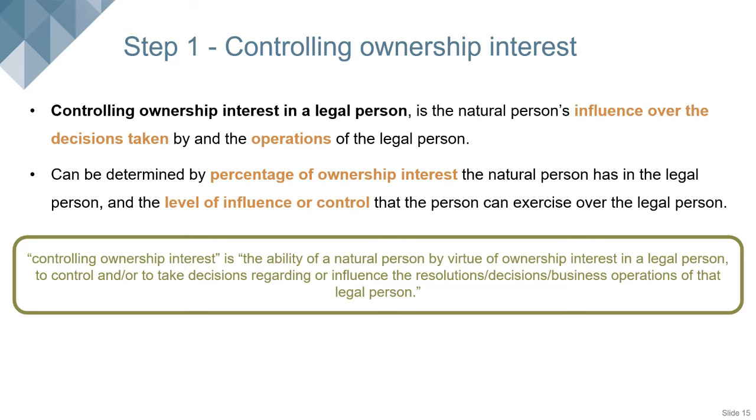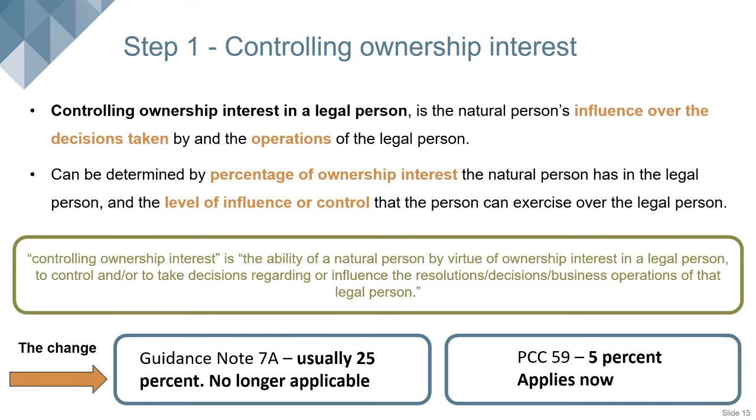So what do we mean by controlling ownership interest? Controlling ownership interest is the ability of a natural person, by virtue of ownership interest in that legal person, so in your client, to control and/or to take decisions regarding or influencing the resolutions, decisions, business operations of that legal person. So it's important to note that there is a change. It used to be in guidance note 7 a 25% threshold, but with the issuance of PCC 59, the threshold is now updated to 5%, and we look at the 5% controlling ownership interest in our clients.